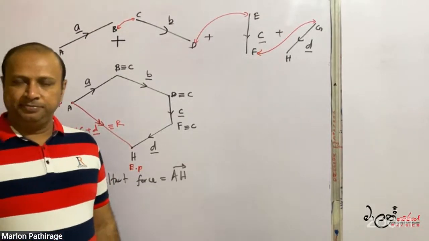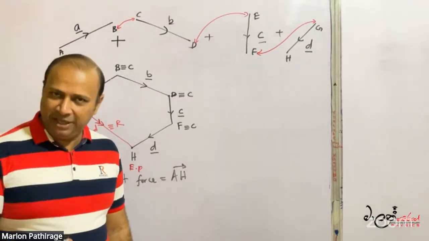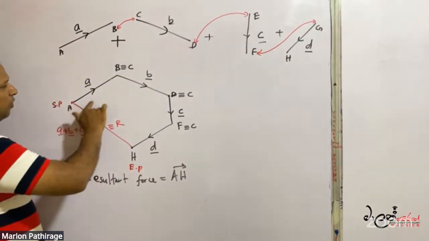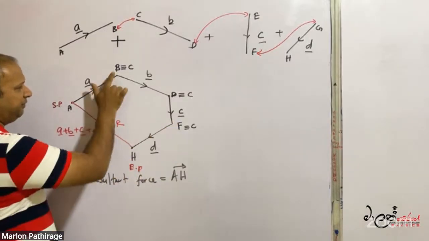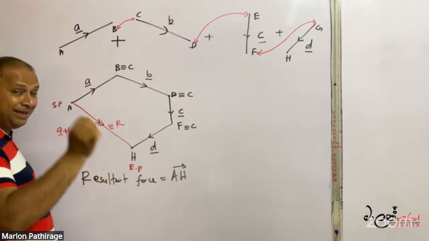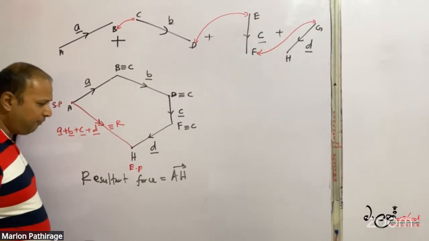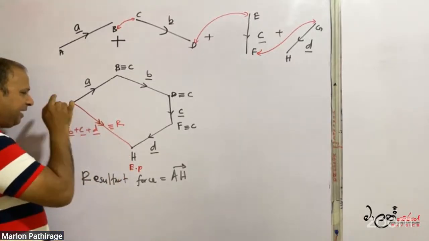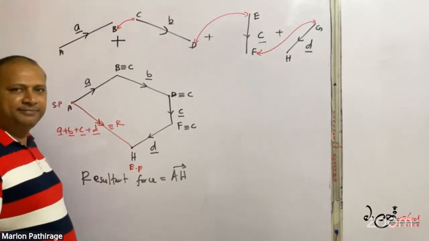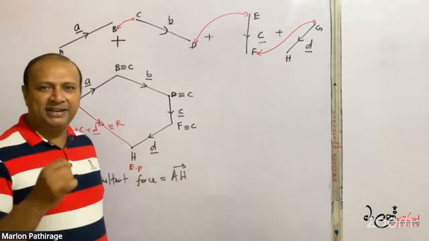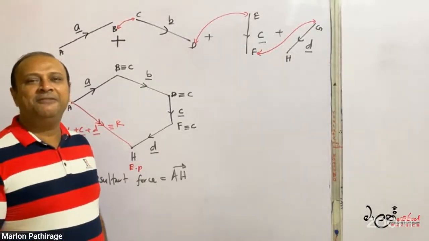Somehow, when you are overlapping each and every endpoint and starting point, if H and A also overlap, then what will happen?